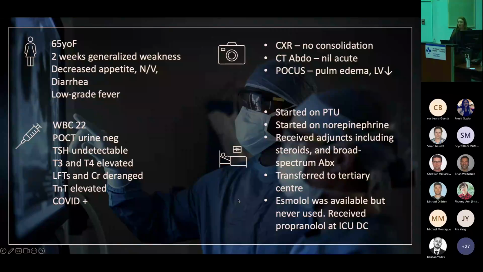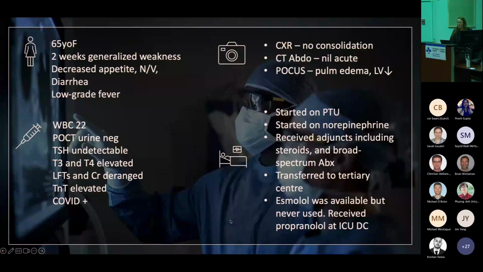Being the astute ED physician that you are, you had actually sent off screening blood work given there was a new presentation of atrial fibrillation, and your blood work revealed that she had an undetectable level of TSH. You appropriately fluid resuscitated her and provided supportive adjuncts and promptly started her on antithyroid medication. PTU in this case, only because you were in a peripheral hospital that didn't have methimazole.